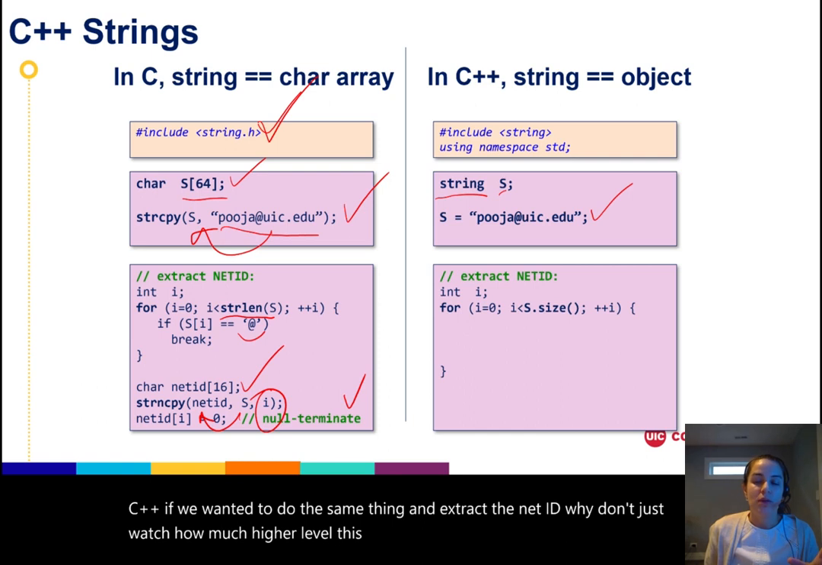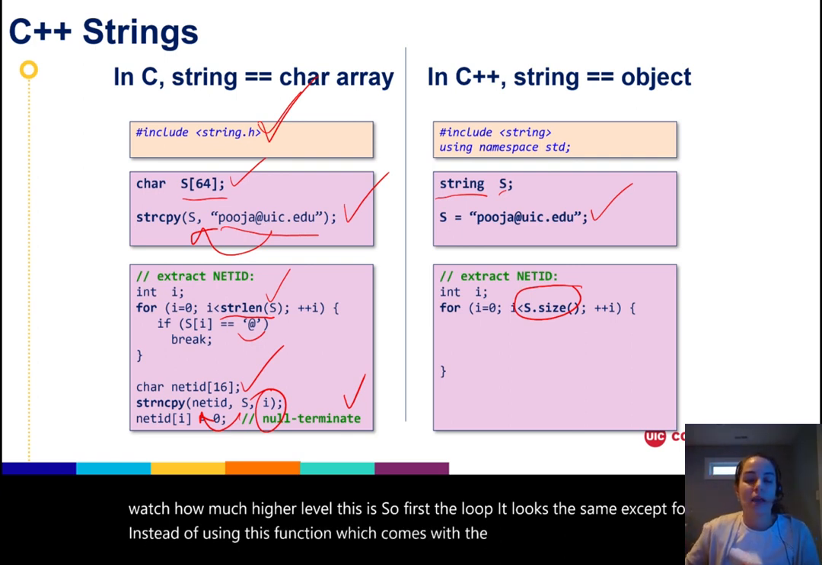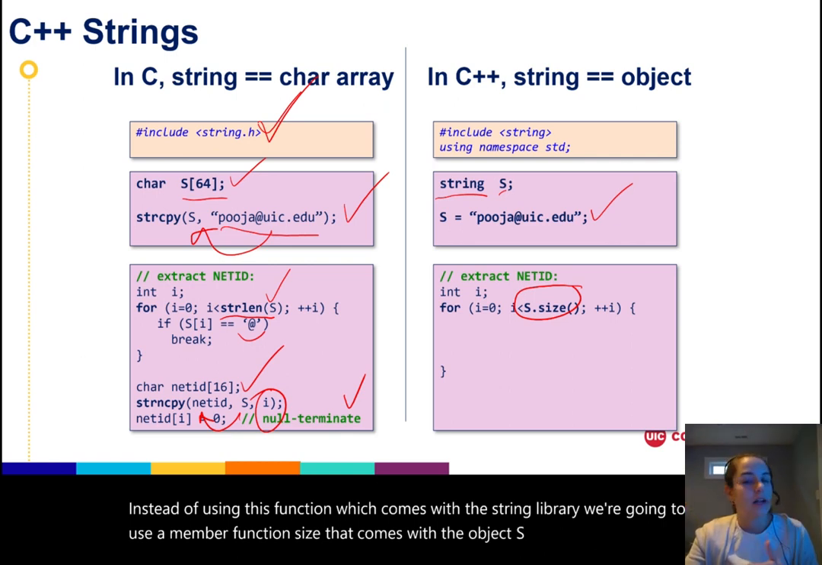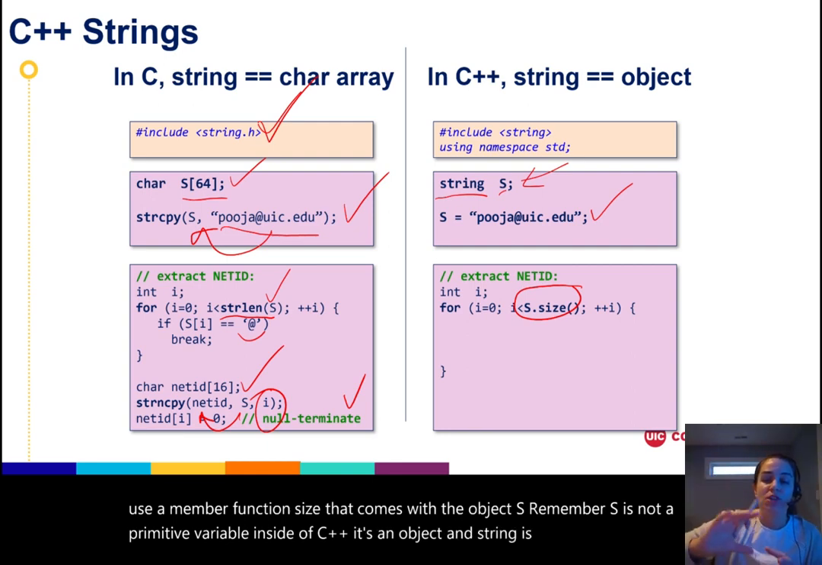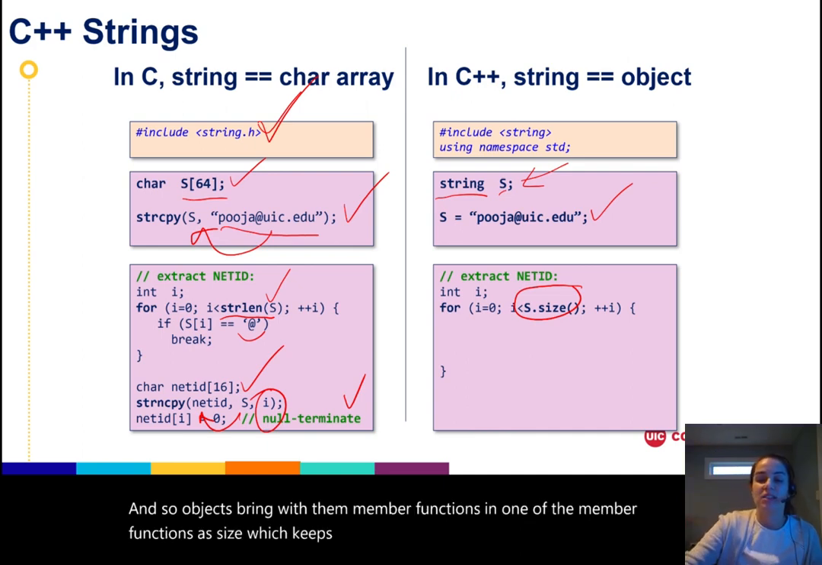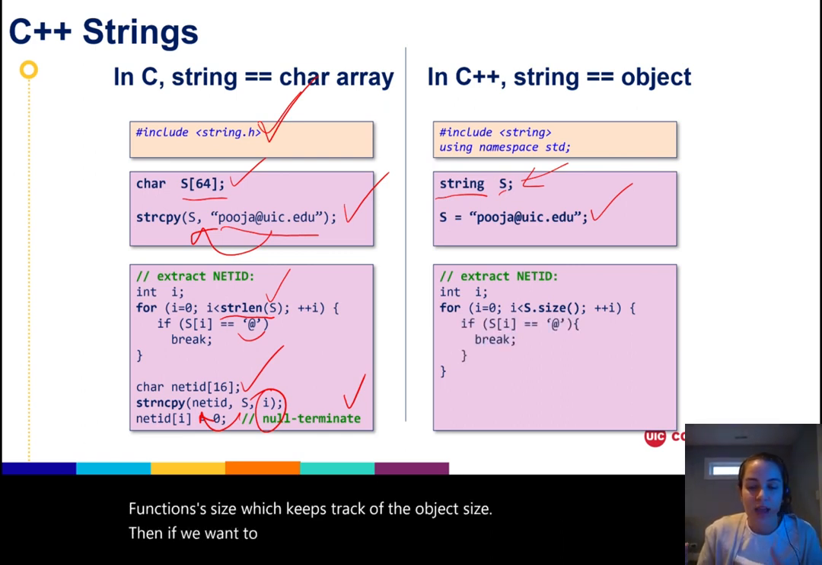So first the loop looks the same, except that instead of using this function which comes with the string library, we're going to use a member function size that comes with the object s. Remember, s is not a primitive variable inside of C++, it's an object, and string is its type. Objects bring with them member functions, and one of them is size, which keeps track of the object size.